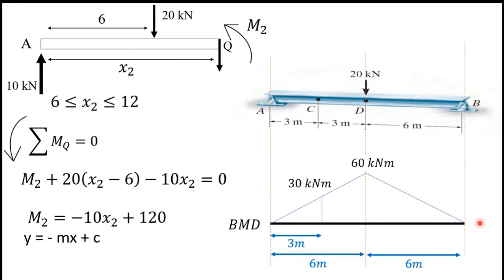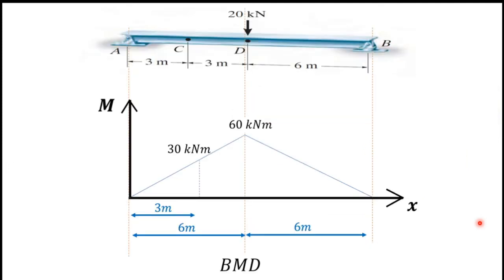So next I will show you the completely drawn bending moment diagram for this AB beam. So this is the bending moment diagram. You can see the maximum value is 60 and the bending moment value at point C is 30 kilonewton meters. So this is the bending moment diagram.